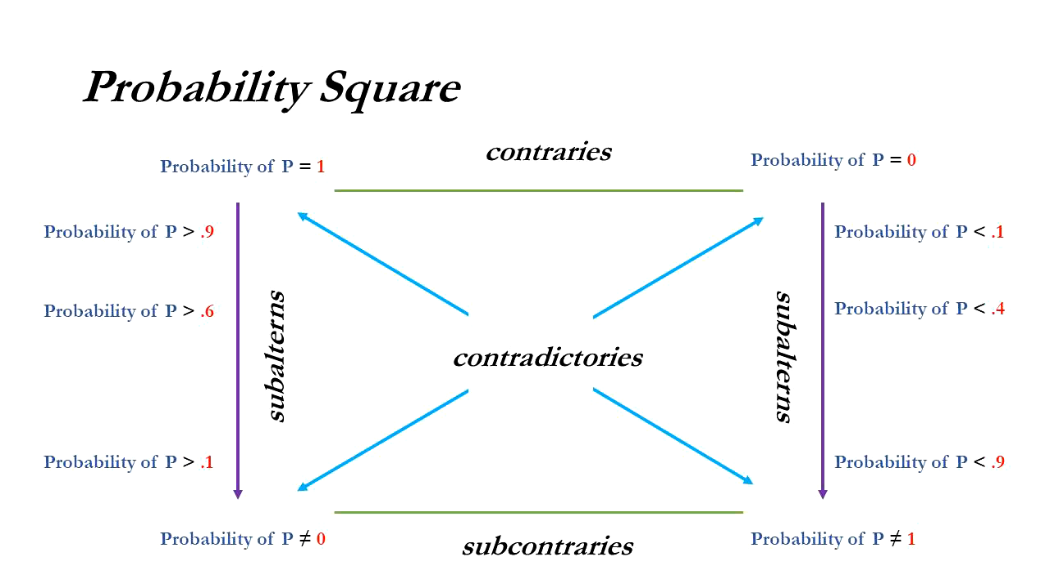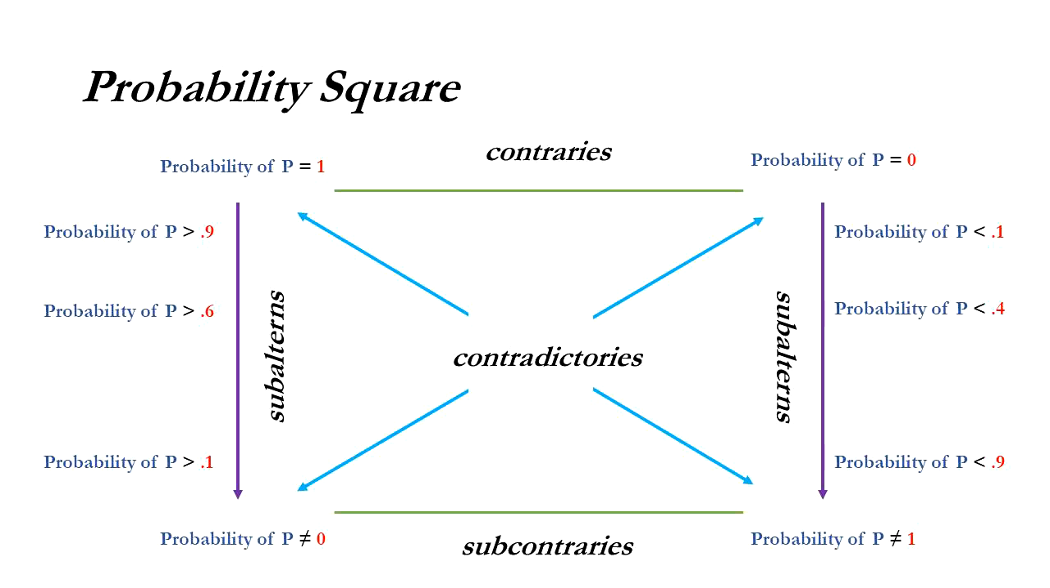There are, of course, contraries. You can think about that. Go back and look at your notes. Think about what a contrary is. Now, of course, probability of P being 1, the contradictory of that is going to be what? Look across. Probability of P not being 1. Similarly, the probability of P equaling 0, contradictory there: probability of P not equaling 0. Remember, these just flip the values. They just put a not in front of them.